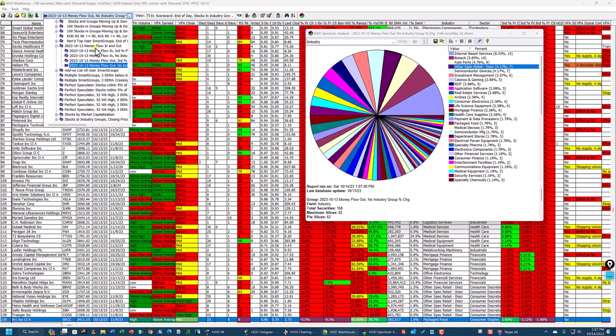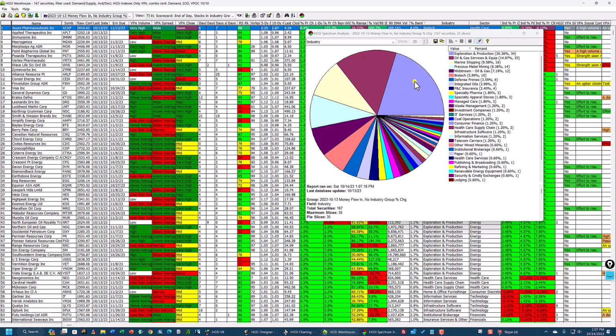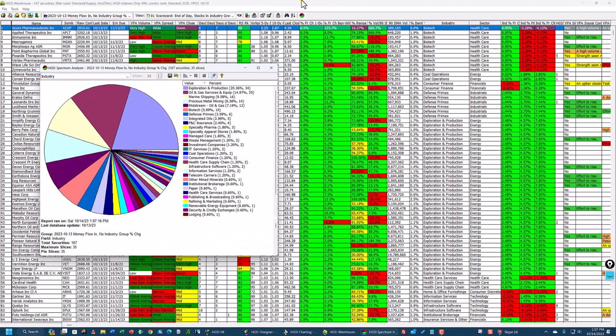Now I want to go back up to money flow in. This is money flow in with just a price requirement being up, and you can see that these industries were not strong over the beginning of the week and the 5-day period. Some of them were, some of them weren't.